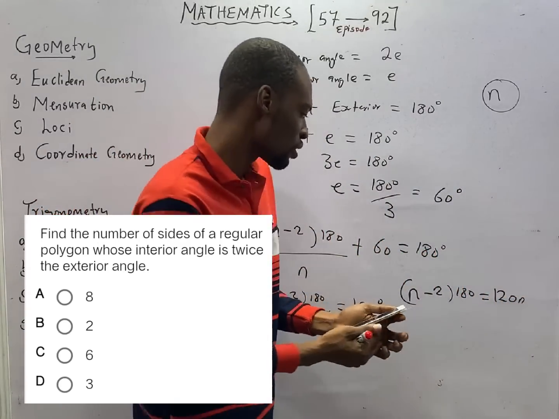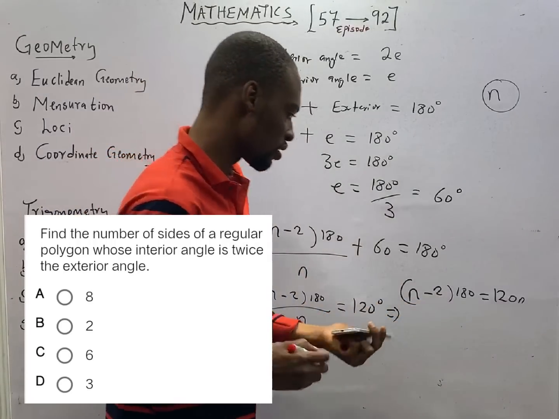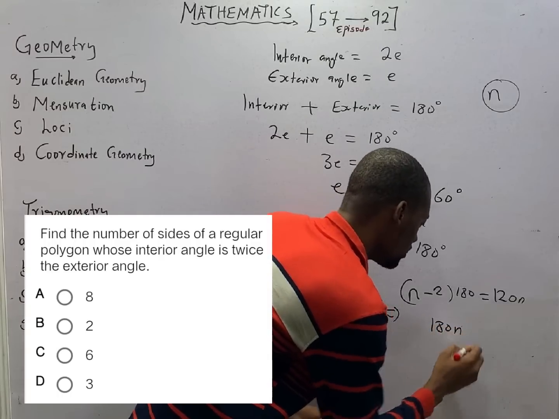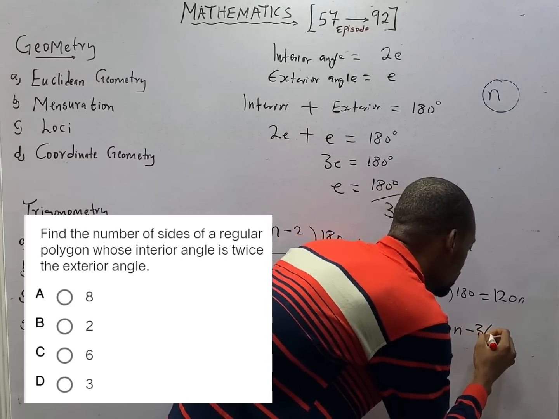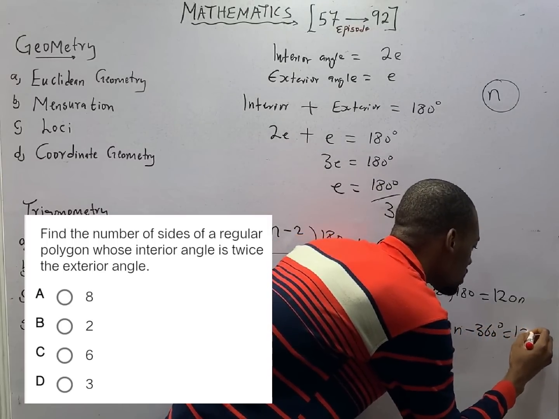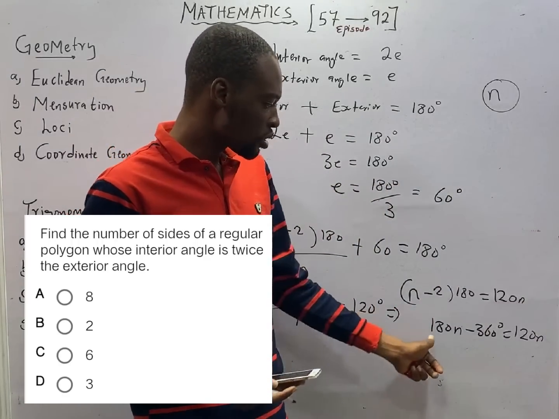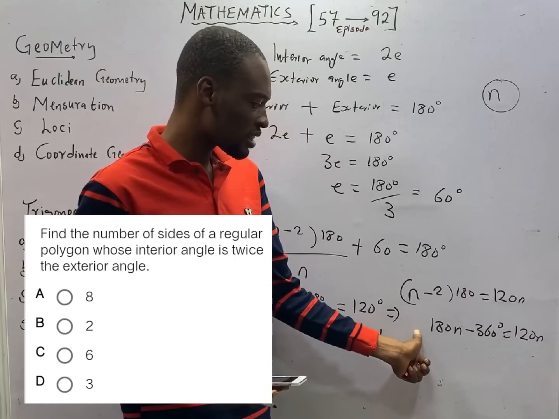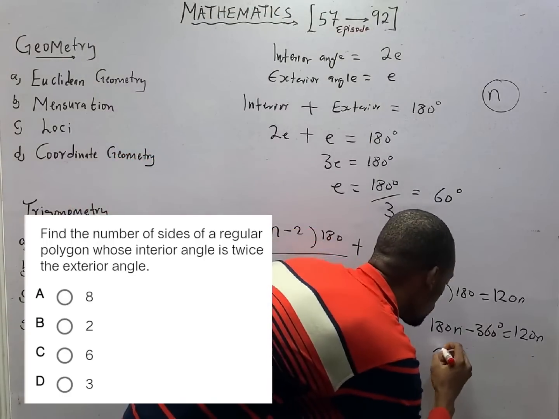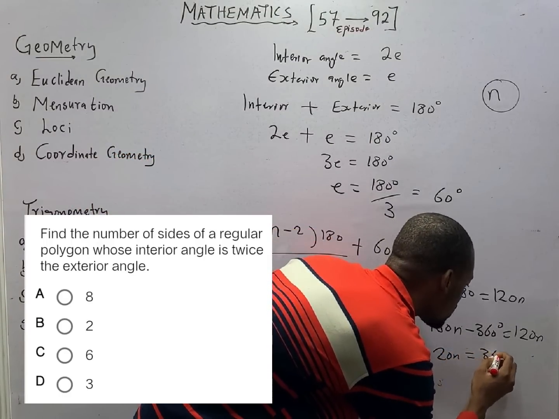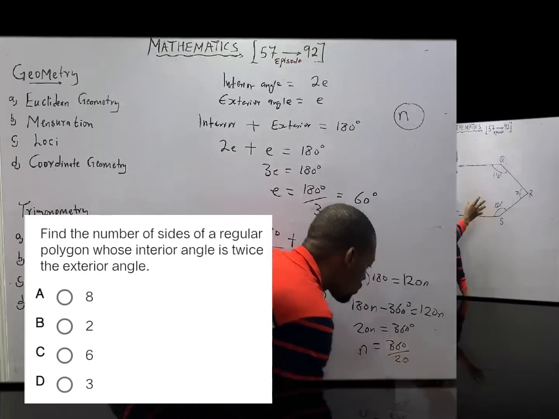It is high time we opened up this bracket. 180 times n is 180n. 180 times 2 is 360. So minus 360 degrees equals 120n. If we collect like terms, it will be 180n minus 120n, that is 60n. So 60n is equal to 360 degrees. n is equal to 360 degrees over 60.